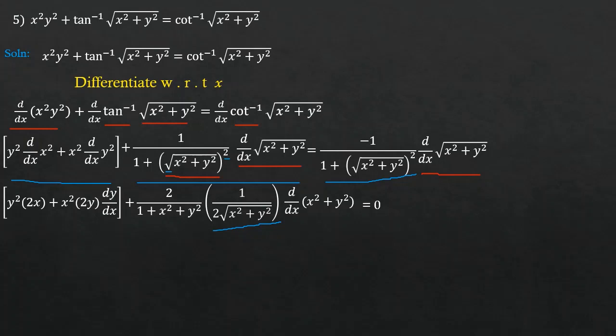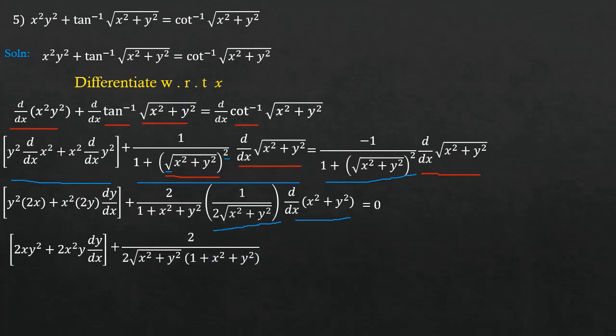Now we still have to simplify the derivative of this x square plus y square. So in the next step we'll simplify the term. We are writing the answer: 2x square y square plus 2x square y into dy by dx plus 2 upon 2 under root of x square plus y square multiplied by 1 plus x square plus y square into the derivative of x square plus y square, which is 2x plus 2y into dy by dx. So you must have understood clearly that the derivative of x square is 2x and for y square we have 2y dy by dx. So is equal to we have 0.